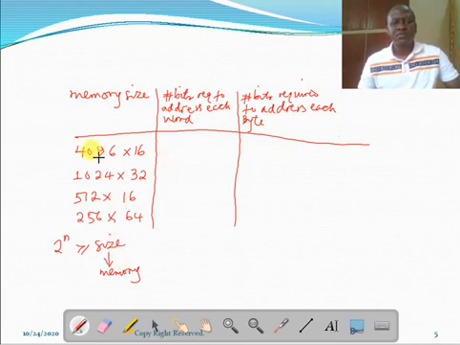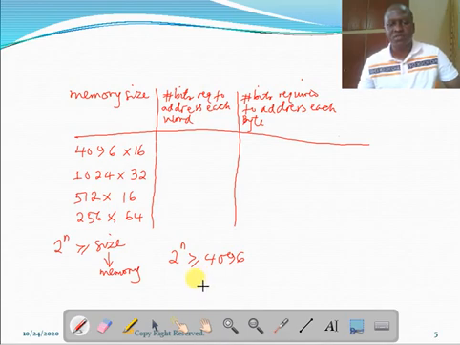So for example, in the first case, we have a memory that has 4096 words, and each is 16 bits wide, in other words, 2 bytes wide. What we are supposed to do is solve 2 raised to the power of n is greater than or equal to 4096, finding the value of n. There are 2 approaches you can use. You can either make use of the logarithm to base 2, or you can use another simple method if you simply know your powers of 2.